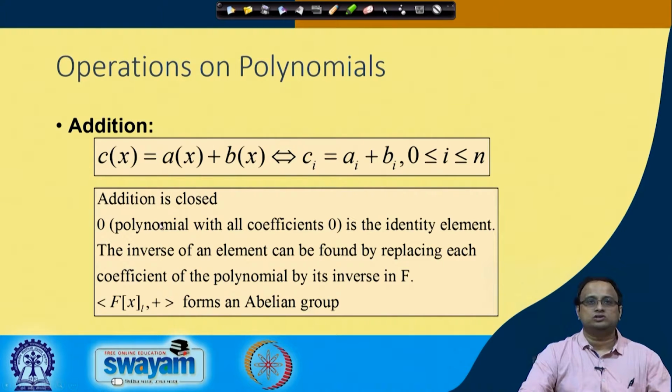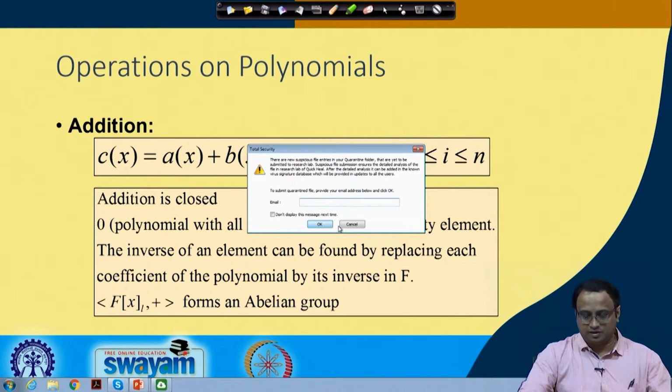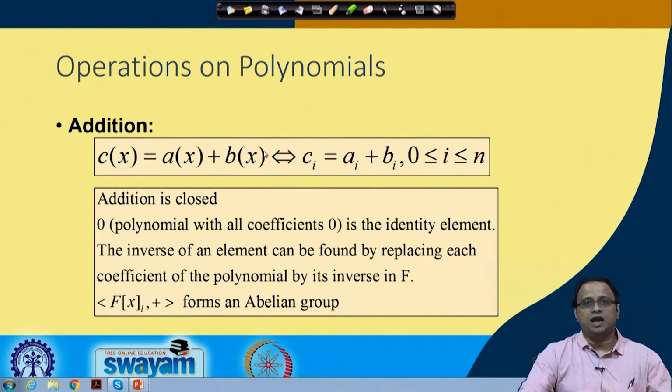And the 0 in this field is a polynomial where all the coefficients are 0. So if I consider a binary finite field and take a(x), and add a(x) with a(x), then all the elements will have coefficient 0. So that is essentially the identity element in the field.